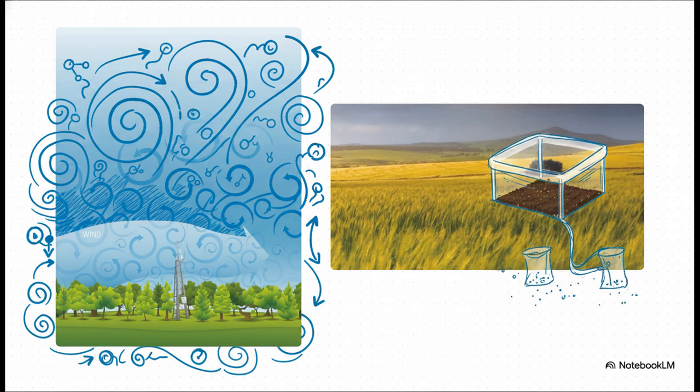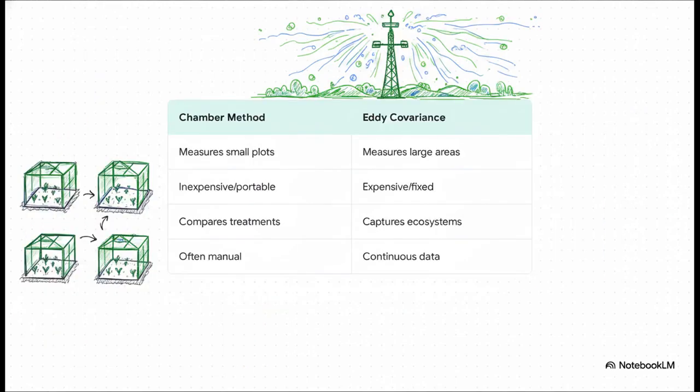And on the other side, you see a static chamber. It's a much simpler idea. You basically put a box on the ground to trap the gases coming out of a small patch of soil so you can measure them really precisely. And this really gets at a super important trade-off. Those chambers, they're perfect for controlled experiments. You can see exactly how different fertilizers, for example, affect emissions side by side. The tower, though, that's giving you the big picture.